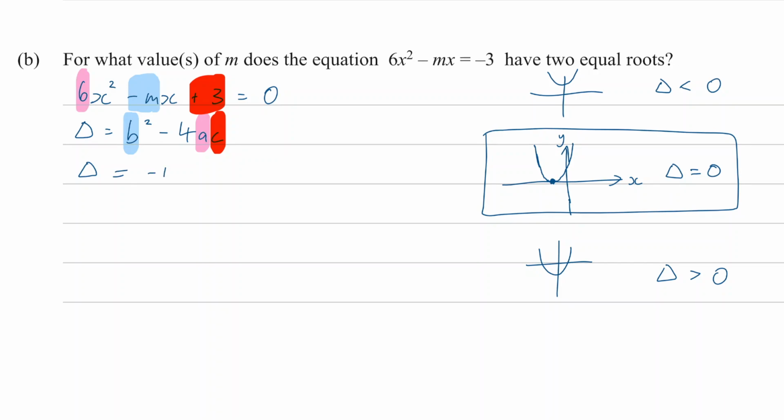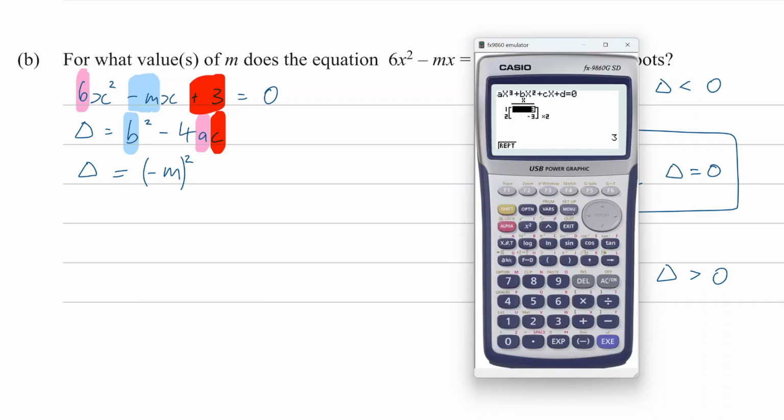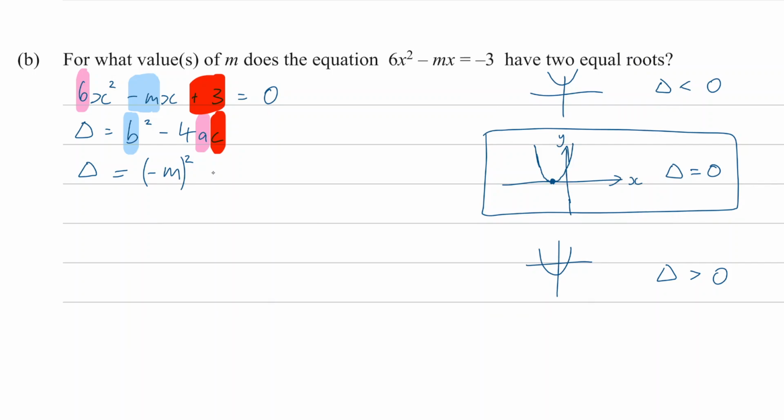So b squared is negative m squared, but being careful here that we put brackets around the m. On our calculator, just to demonstrate, negative 4 squared. When I say that, you'll be thinking 16. However, with correct BEDMAS, we would square the 4 first and then multiply it by the negative 1. So just be sure to use your brackets here. And we minus 4 times a, which is 6, times c, which is positive 3. And that gives us m squared minus 72 as our discriminant.